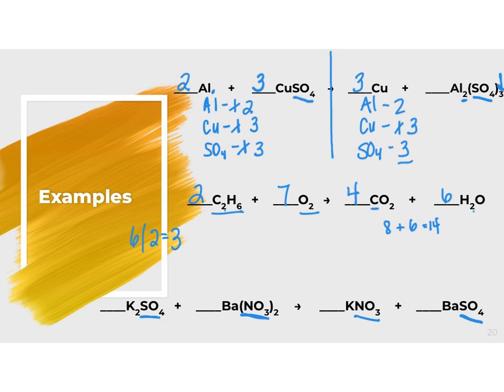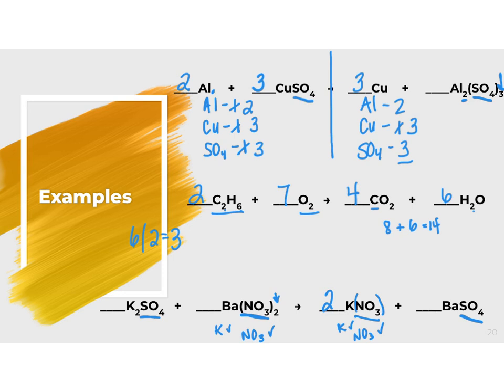If I look at my nitrates, however, here I have 2 nitrates, but over here, I pretty much just have the 1 because I don't have any parentheses or subscripts next to it. So in order to balance this one, I'm going to put a 2 coefficient in front of my KNO3. When I do that, now I have 2 nitrates, but I also have 2 potassiums. Luckily for us, I also have 2 potassiums on the reactant side. So that is balanced. So my potassiums are good. My nitrates are good.